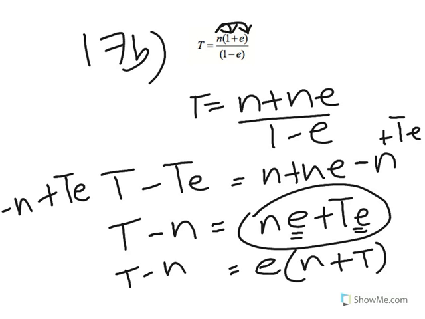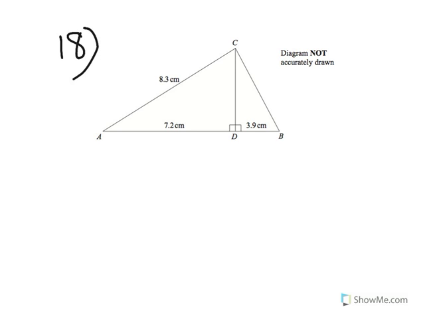So now, all you've got to do is divide both sides by n plus t. So that means that e is equal to t minus n over n plus t. Sorry if you can't see that bottom bit, but it's n plus t. And that's it.